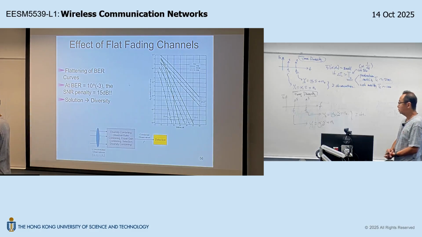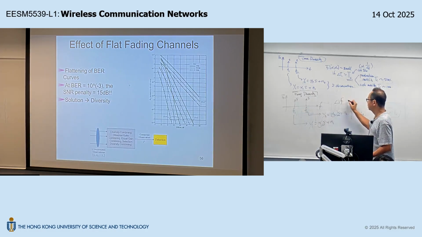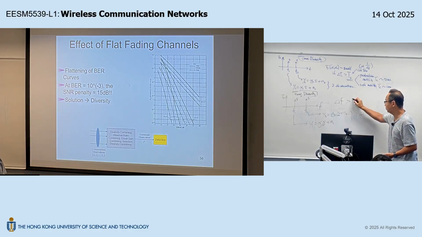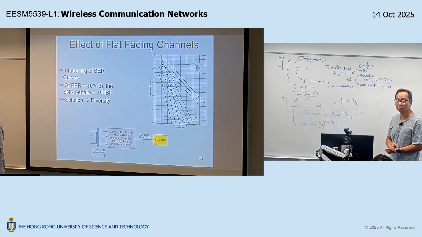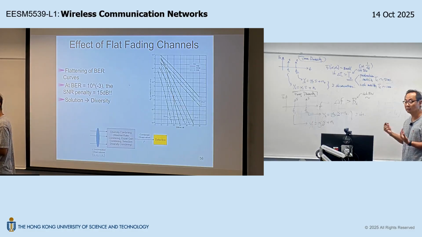In this case, the frequency separation needs to be sufficiently large, right? How large is sufficiently large? It has to be larger than a parameter called coherence bandwidth. Remember, that's how we define coherence bandwidth. So coherence bandwidth depends on what? Depends on the multipath, right? Depends on the environment.